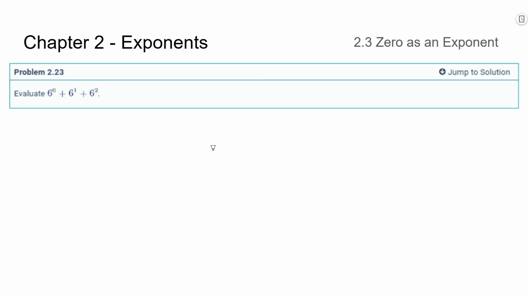All right, so now let's jump into this problem right here. This is very simple. Now that we know that raising to the 0 power is 1, you should pretty easily be able to solve this one. So go ahead and give that one a shot.